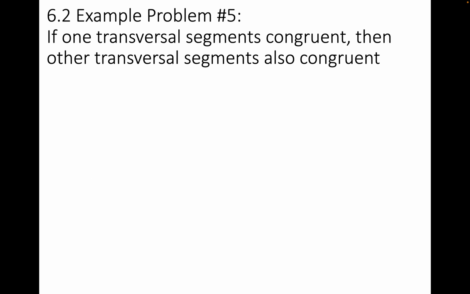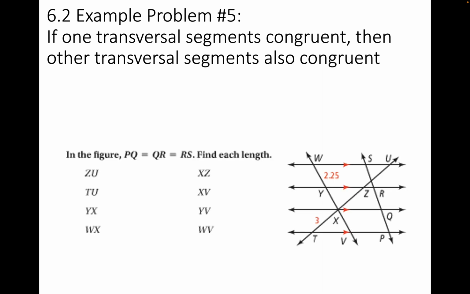We can try problem number 5, which is asking us to find the values of all of these given what we have here. So pause and try this in your notes here. All right, so looking at the example here, it's telling us that PQ and QR and RS are all congruent. Therefore, we know that the sections of these other transversals must also be congruent.